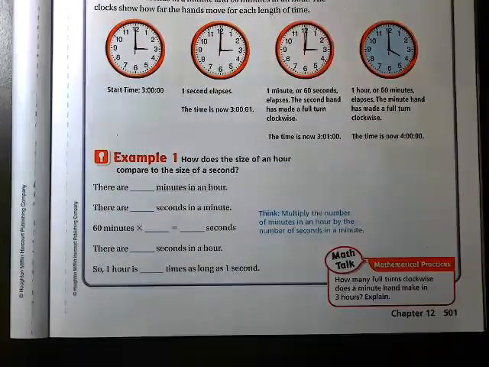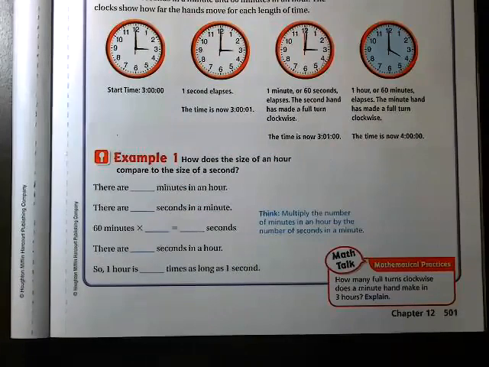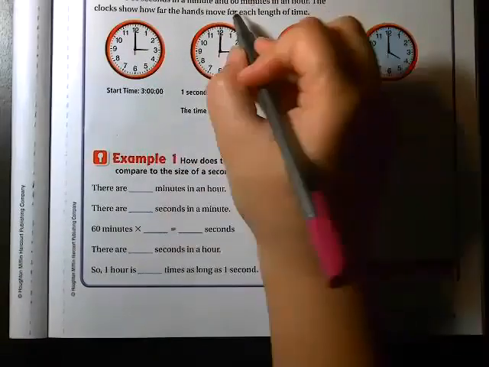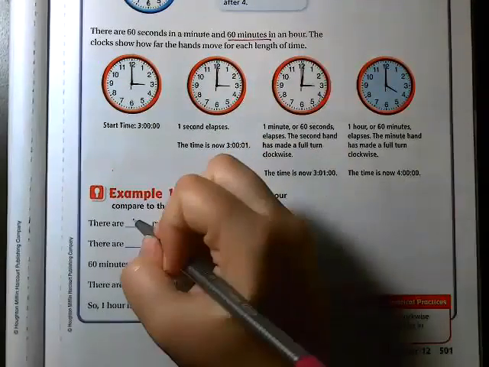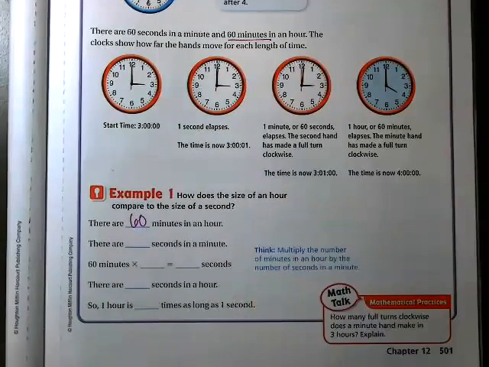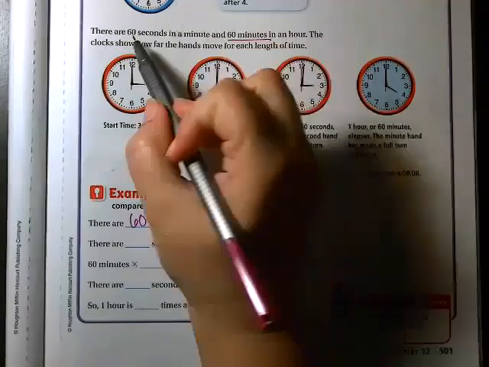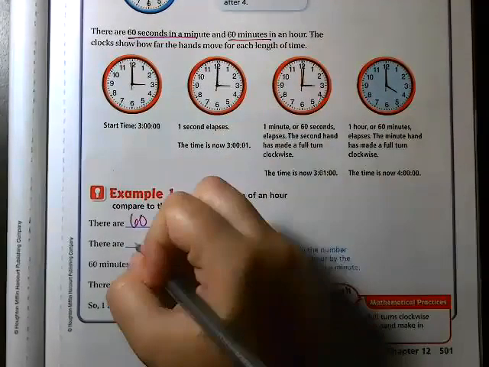So there are how many minutes in an hour? We read this up above. There are 60 minutes in an hour. Okay, 60 minutes in an hour. And there are how many seconds in a minute? Good. If we look back up again, there are 60 seconds in a minute.